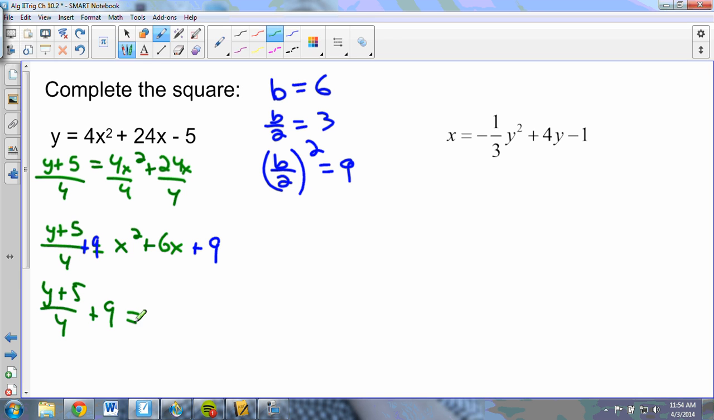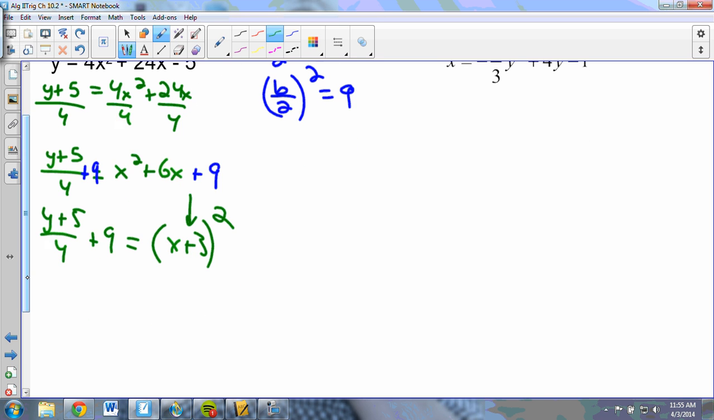And over here, this right side can factor. What does it factor into? Yeah, x plus 3 squared. It's always going to be x plus b over 2. Whatever this number is, that number is always going to go in that spot. X plus b over 2 squared.